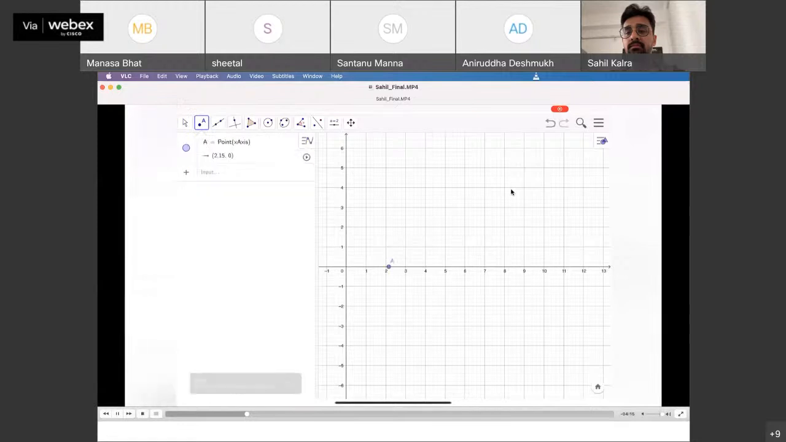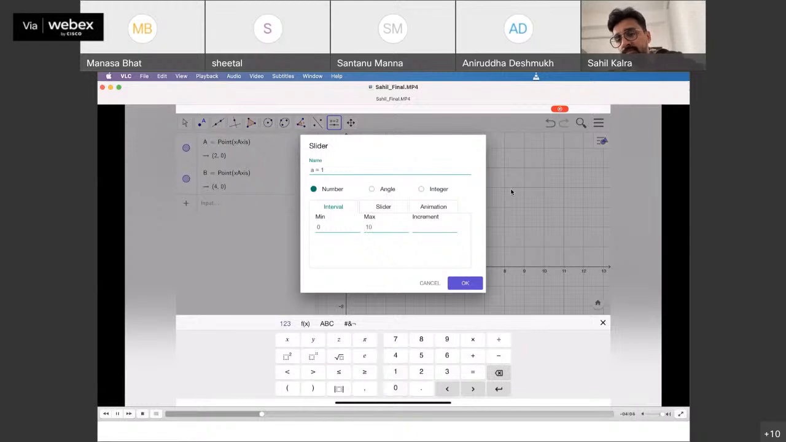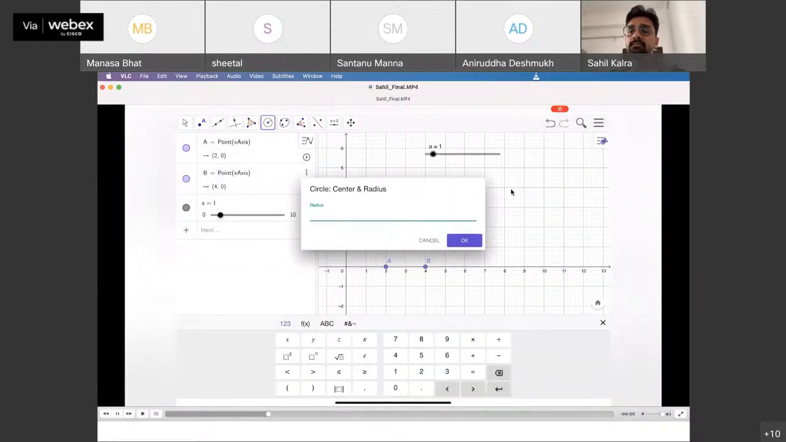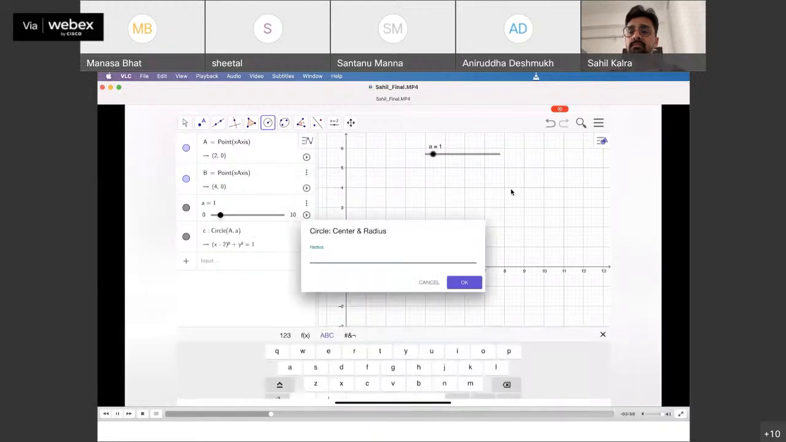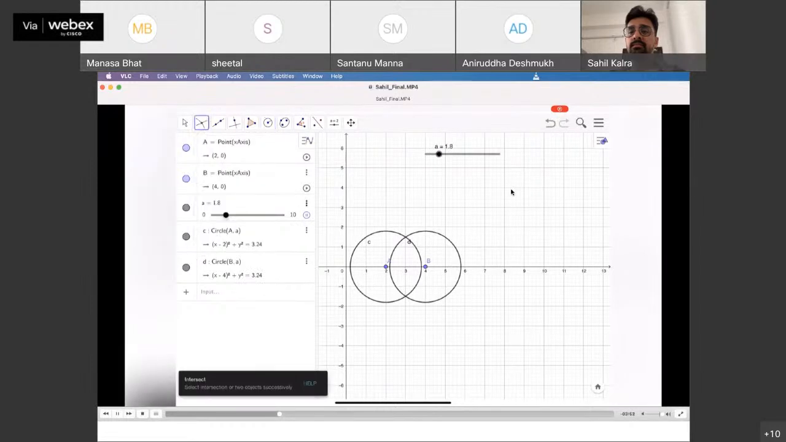First of all, we will fix 2 points A and B. Now we want to collect all those points which are equidistant from these 2 points A and B. For that, we require a circle. I am drawing a circle around A and B of radius a, where a is ranging from 0 to 10. With time, my radius will increase as a increases.